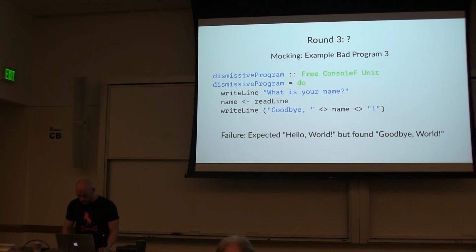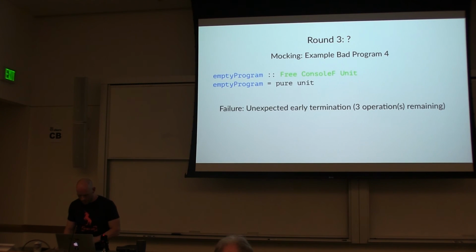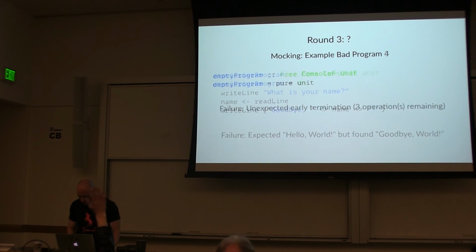And you get a very descriptive error message. You see it gets past the first one, it gets past the second one, and then finally it gets to the third one. It's like expected hello world, but found goodbye world. And then finally, this is an empty program. Satisfies the same type as the other, but it doesn't do anything. And this says unexpected early termination, 3 operations remaining. So look at that.